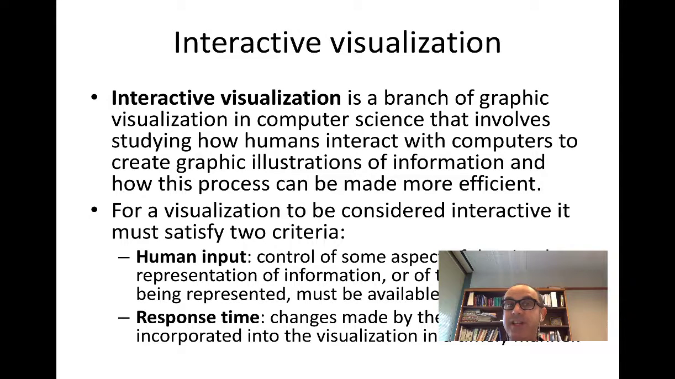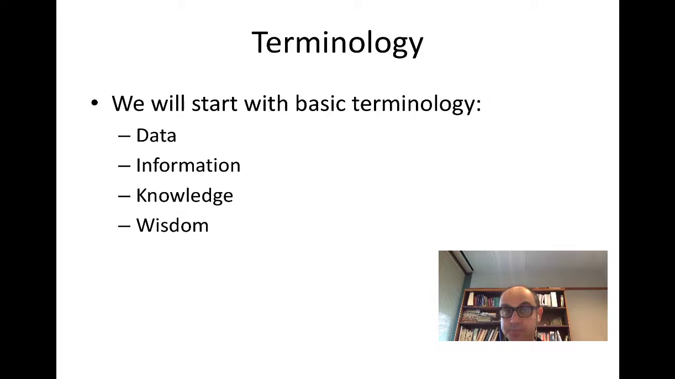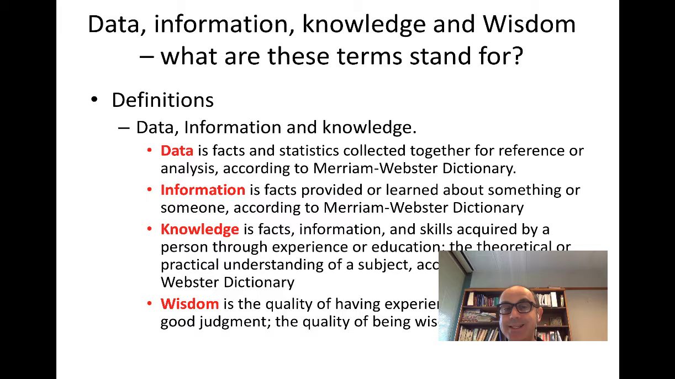The issue of interactive is that we need to provide human input into the data. It's not only us that needs to design it. You need to give the user the ability to do that and a response time that allows the user to see the effect of his selection. But basically what we are talking about is terminology, and in the terminology we are talking about data, information, knowledge, and wisdom. And each one of them has a very concise idea of what it stands for.